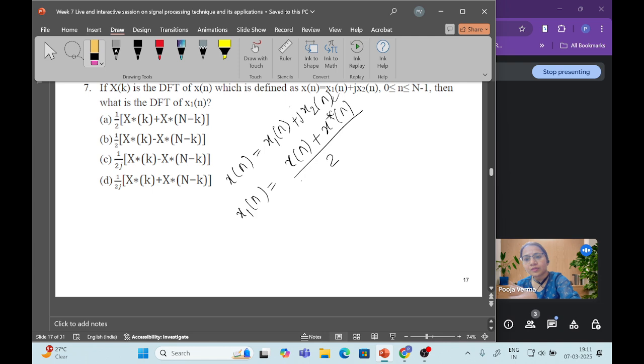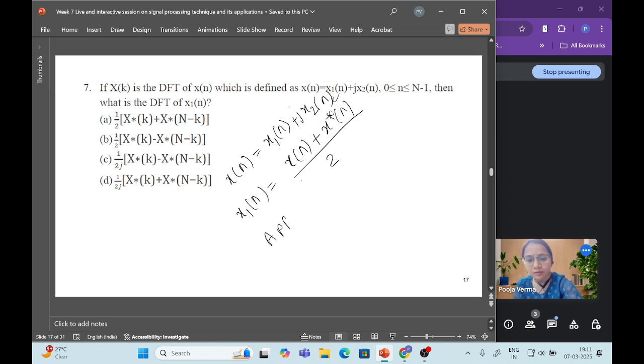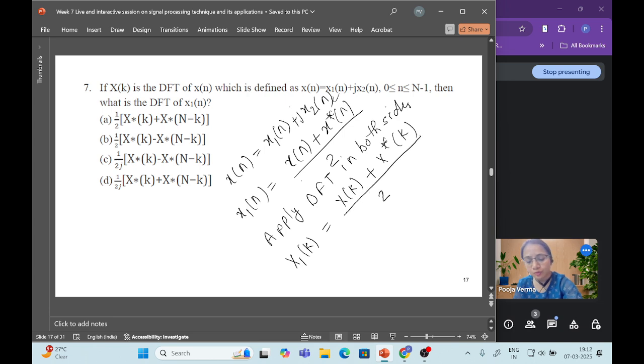So we just need to calculate. Just apply DFT on both sides. So it is X1(k), because the DFT of x1(n) is X1(k). And the DFT of x(k) plus x conjugate(k), it will be N divided by 2, right?